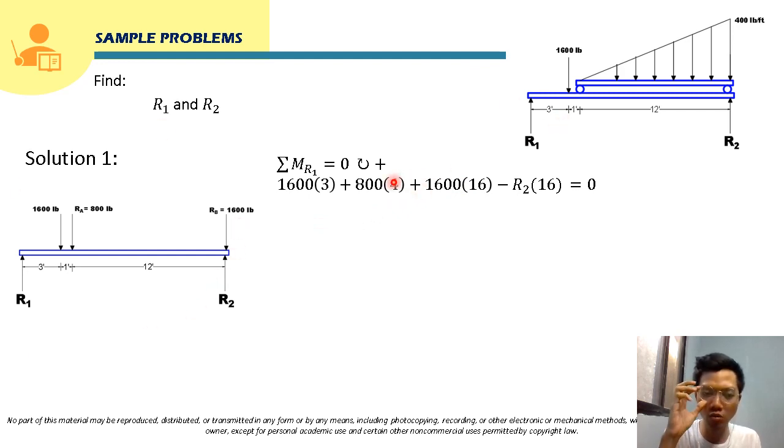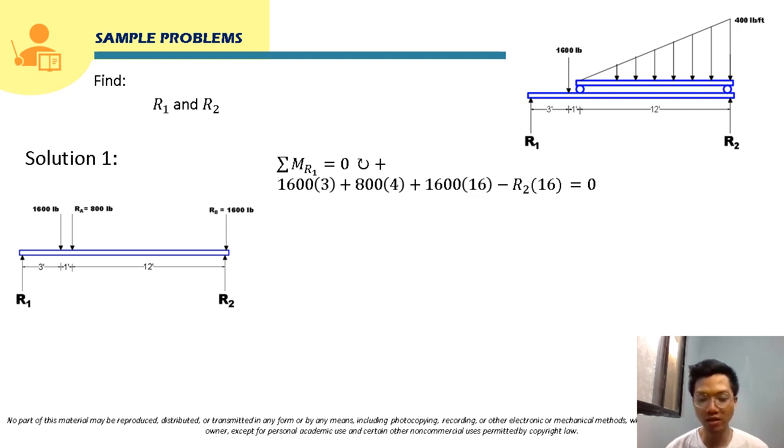Now for R2, its moment about this point is R2 times 16, and its rotation will be counterclockwise. That's why it will be negative here, is equal to 0. So solving this, we can solve for R2. We just transpose R2 times 16 to the other side, so that we can solve for R2.